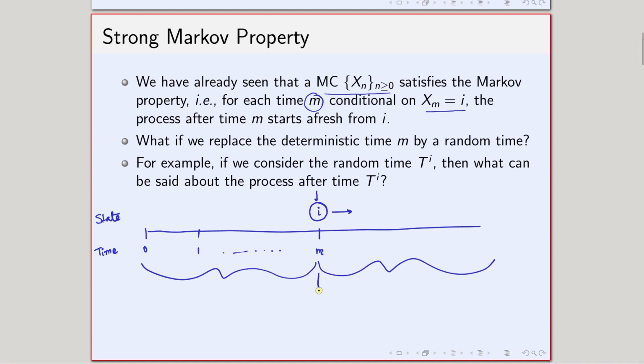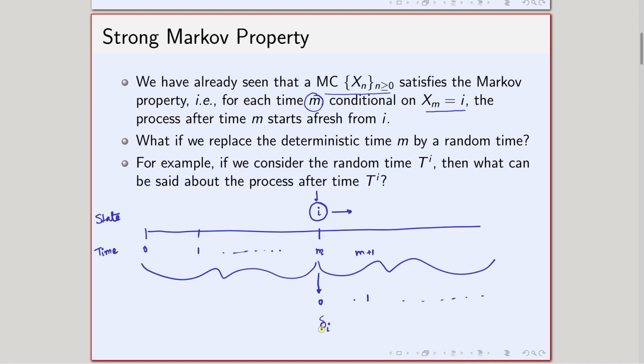So, I just rescale this time to be 0, then m plus 1 may be mapped to 1 and so on, and the transition probability matrix remains the same. The only thing is that the initial distribution now is delta i, that means I am starting from i.